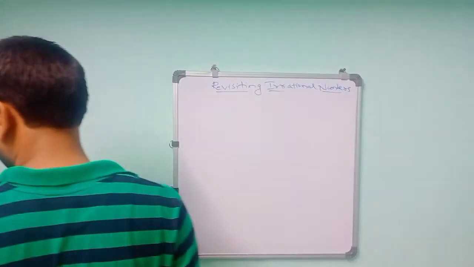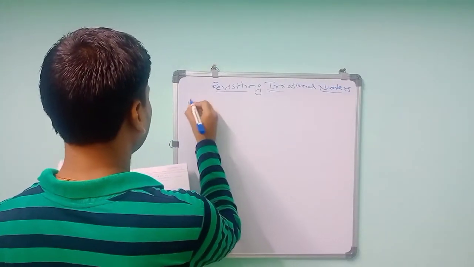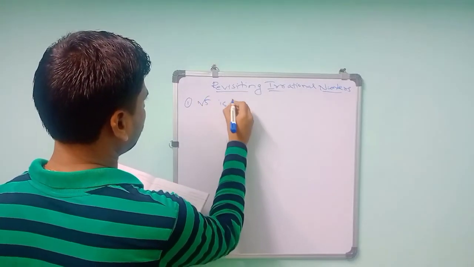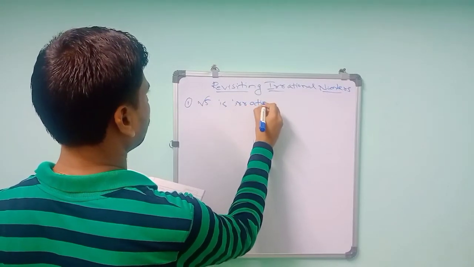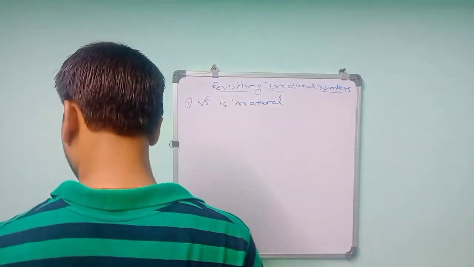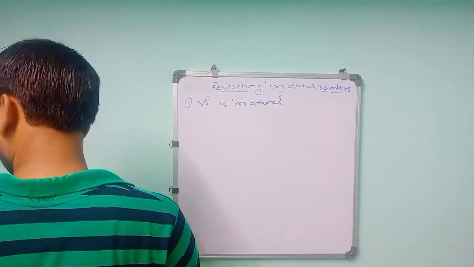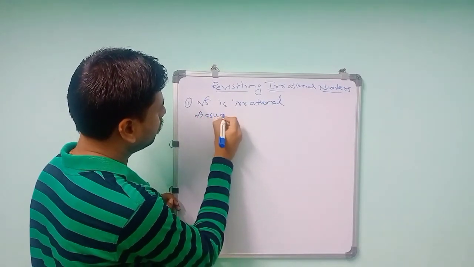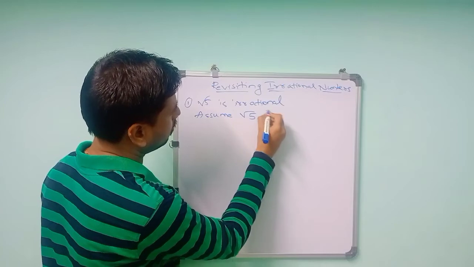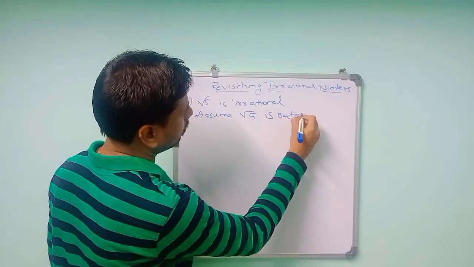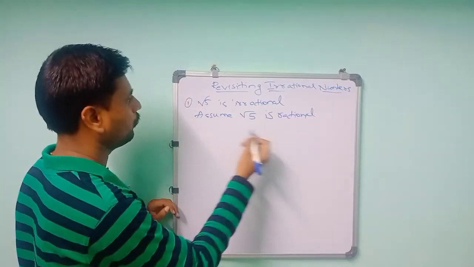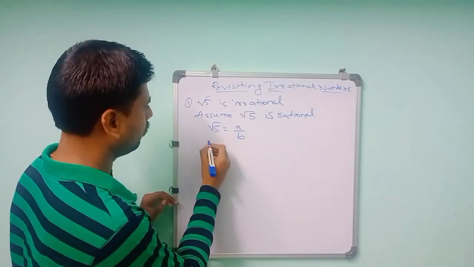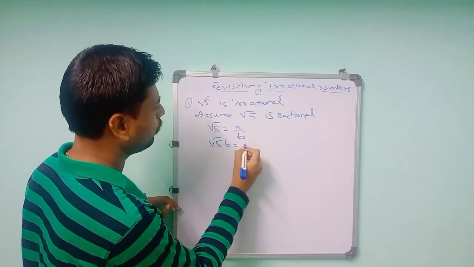Then you take the exercise problems. First one, you have to prove root 5 is irrational. For this, first you have to assume that root 5 is rational. Rational means it is in the form of p by q. So you can take root 5 is equal to a by b. So root 5 b is equal to a.